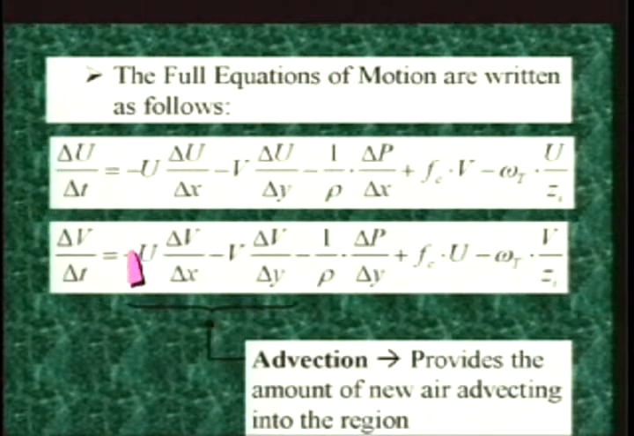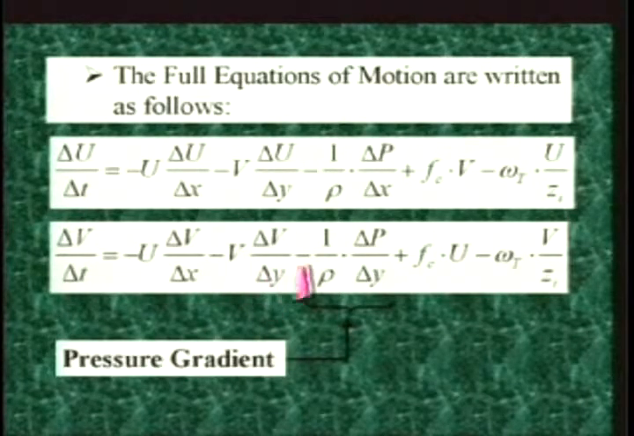This is our advection part, this section right here. This is the advection component. The advection component here provides the amount of new air advecting into the region. So what type of new air is advecting into the region? Now you can see all the variables that are being taken into play, the change in wind direction in our different aspects, north to south, east to west.